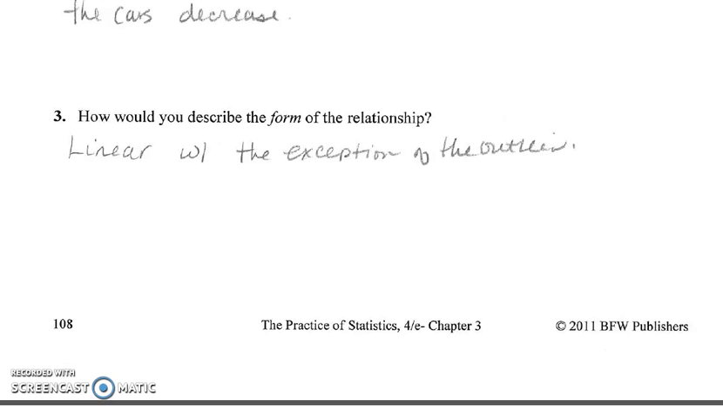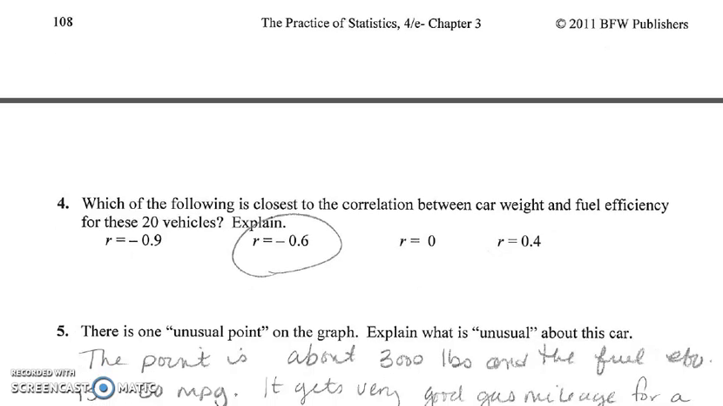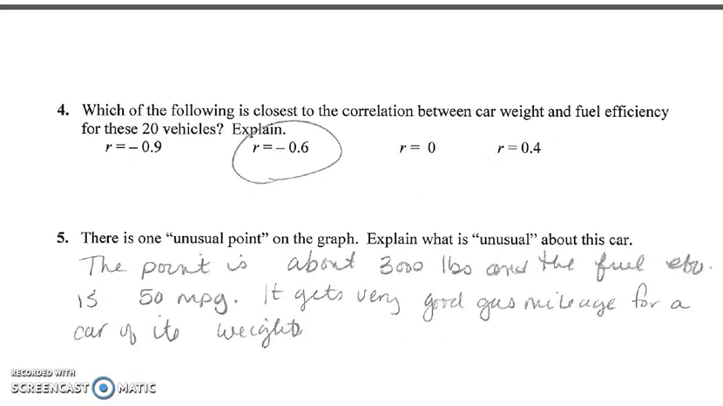And then I just said the form is always dealing with the shape. Once we get into R in section 3.2, then R always deals with linear. But in this case, they're asking what is the form, and it is a fairly linear association with the exception of the outlier. The correlation we know has to be negative, so we know it has to be one of the first two.